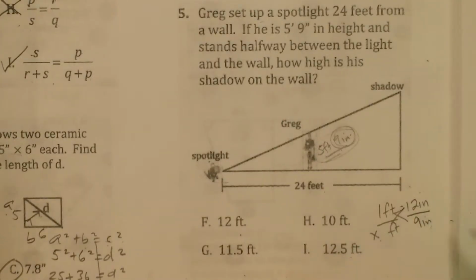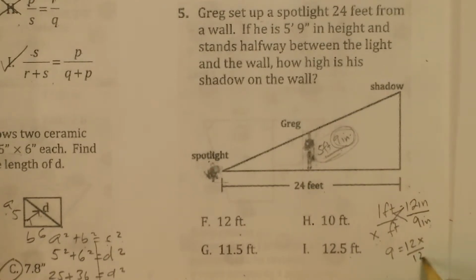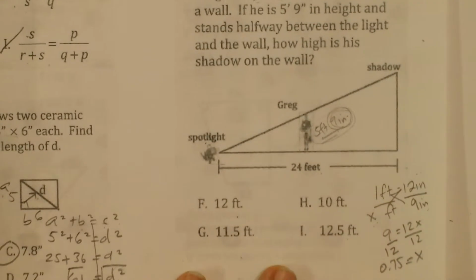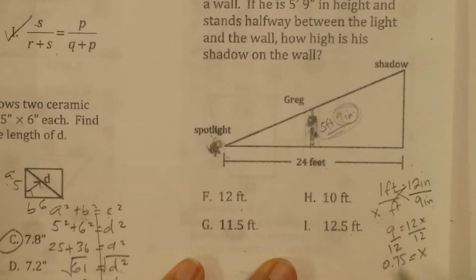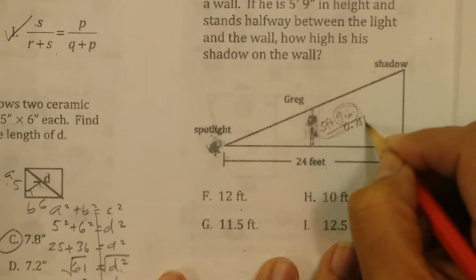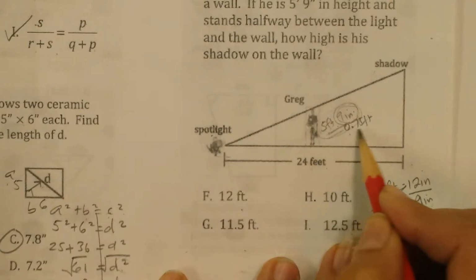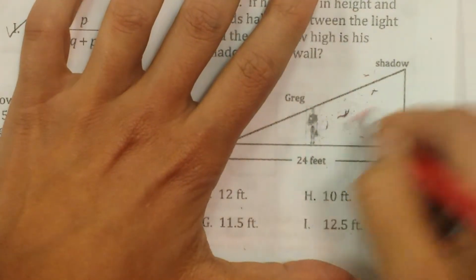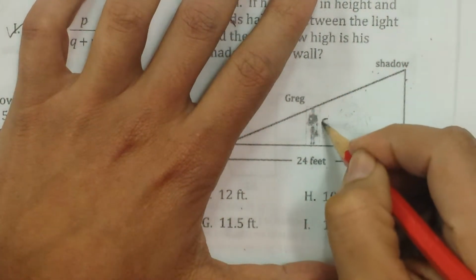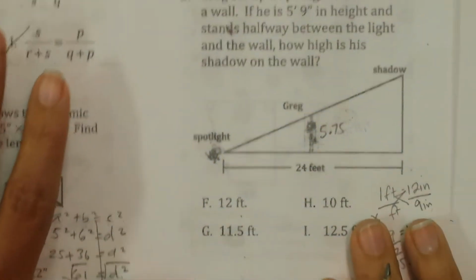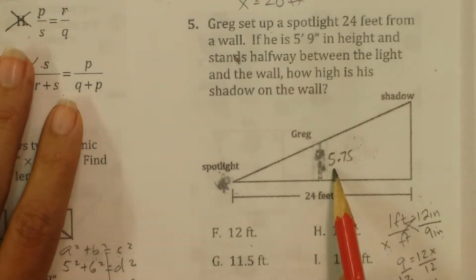Okay, so go ahead and cross multiply. 9 times 1 is 9 equals x times 12 is 12x. Divide by 12. X is equal to 0.75. So 9 inches is equal to 0.75 feet, and I can replace this 9 inches with 0.75 feet. So now he's 5 feet and 0.75 feet, so he is a total of 5.75 feet tall. The biggest mistake I see all the time is people say 5.9. 5.9 is not the same as 5.75.